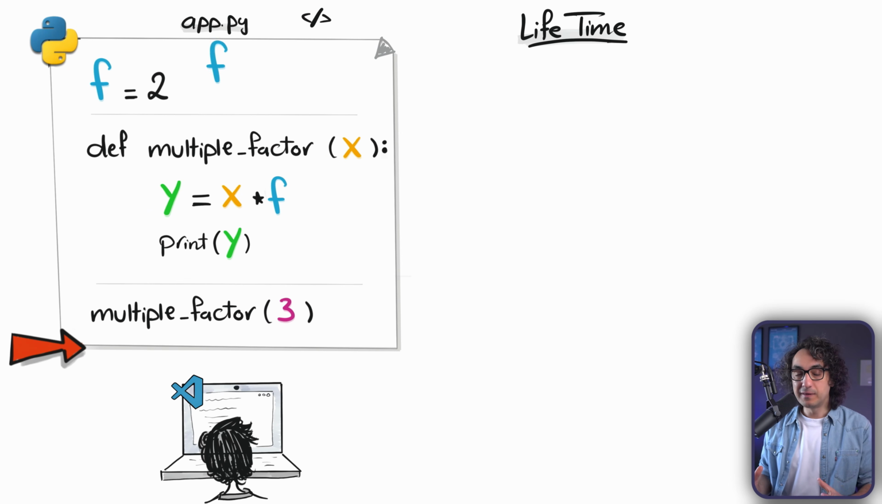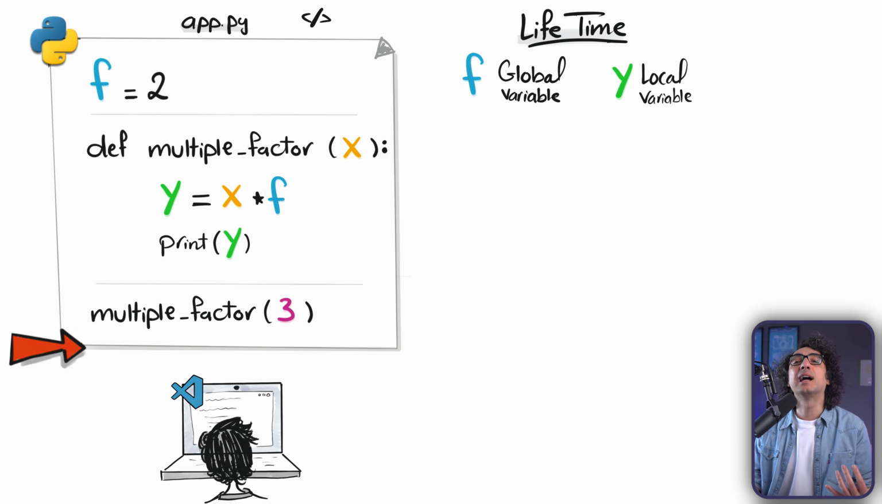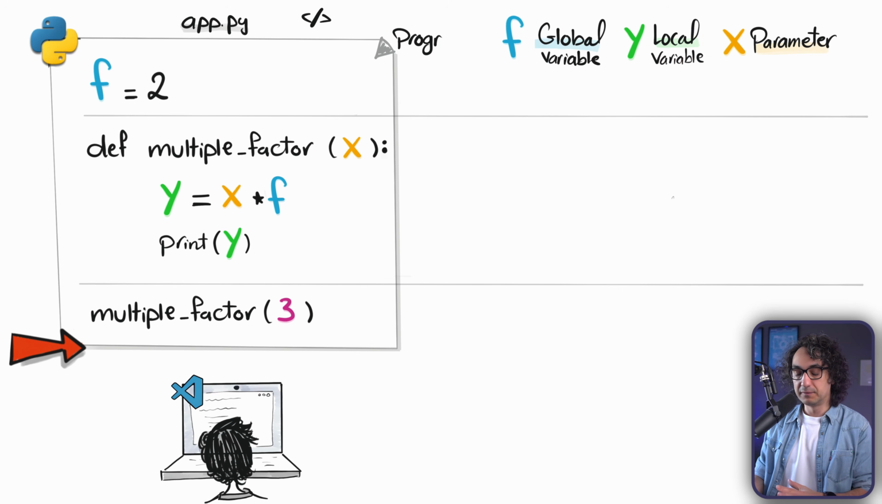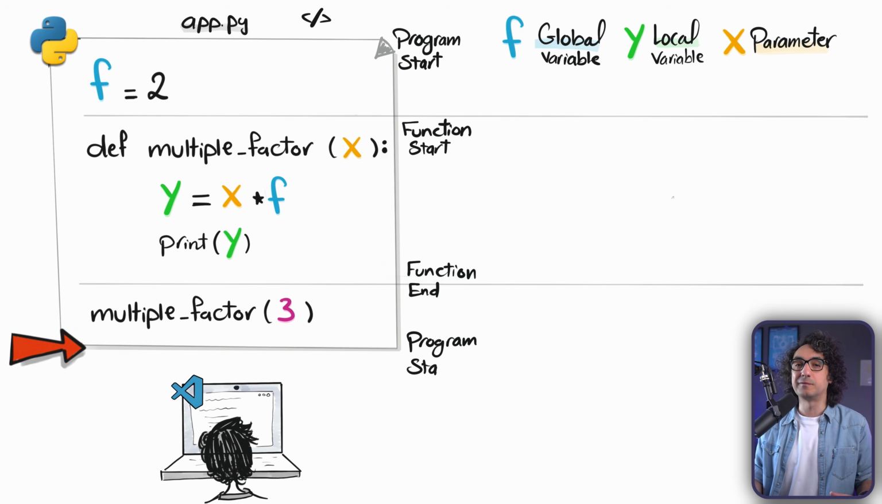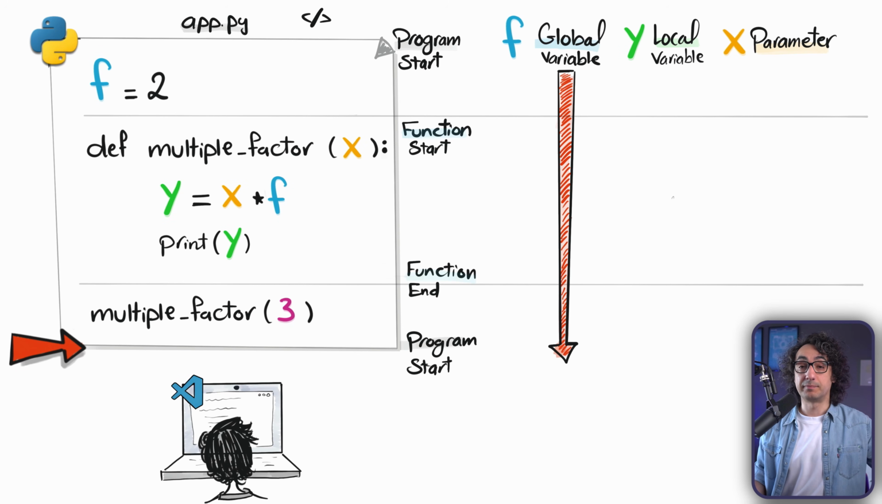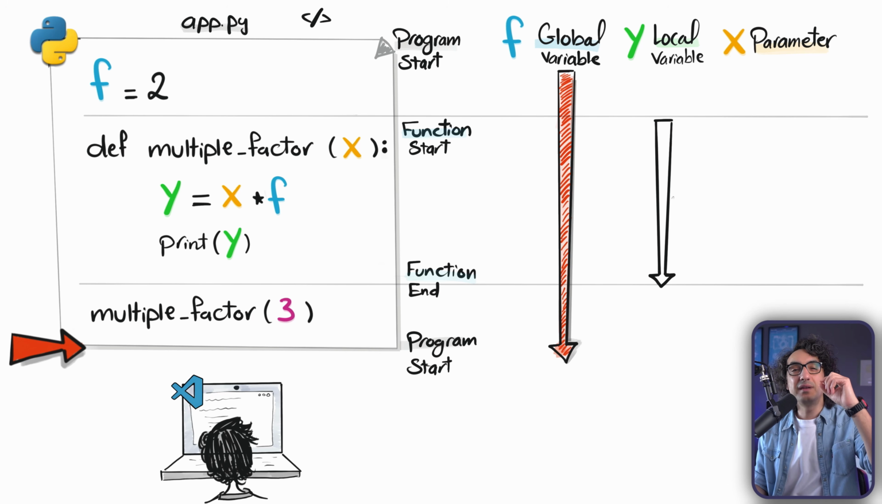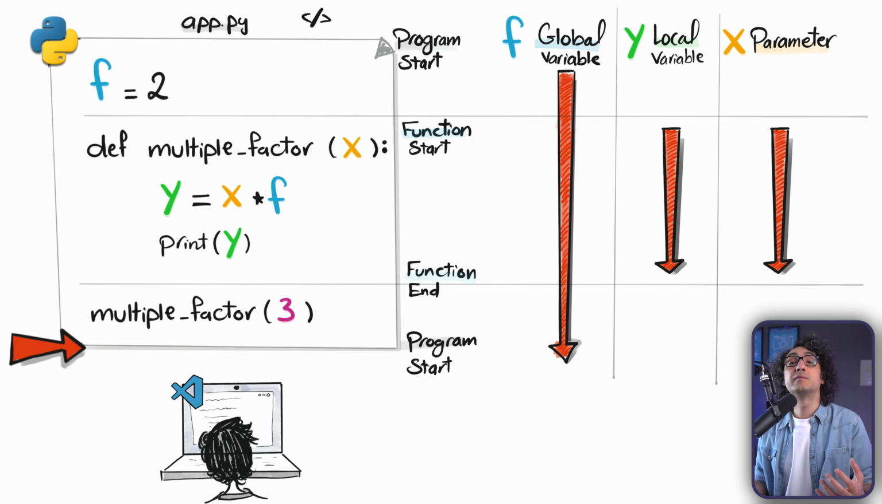Now by looking at this, you can understand exactly the lifetime of each of those variables. The global variable, the f, has the longest life. It's going to be created at the start of the program and it's going to live as long as the program runs. Once the program ends, Python is going to destroy the global variable. The local variable has the shortest life, so it's going to be created when the function runs and it's going to be destroyed after the function ends. So it is totally temporary. Same thing for the parameter, its value is going to live as long as the function is running.